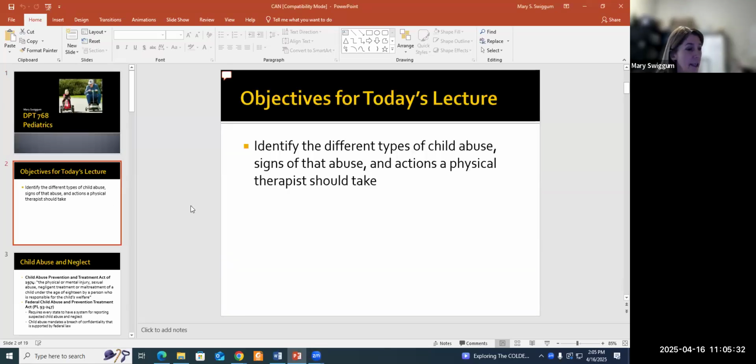Okay, so the objectives for this lecture are to identify the different types of child abuse, the signs of that type of abuse, and the actions that we should take as physical therapists. There is a case study, Jerry, and there's also a discussion post.